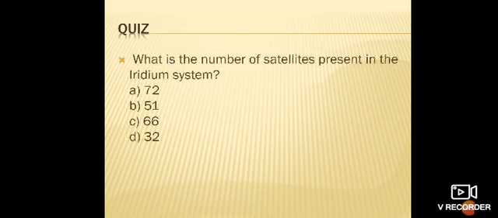Let us have a quiz based on this. What is the number of satellites present in the Iridium system? The first option is 72, the second option is 51, the third option is 66, and the fourth option is 32. So what is the answer? Please note this question.